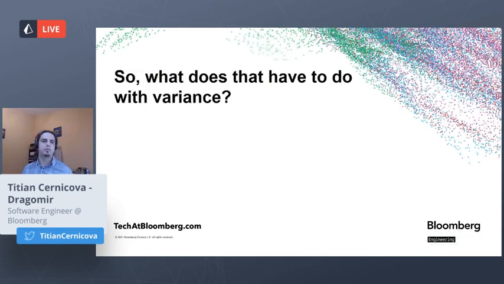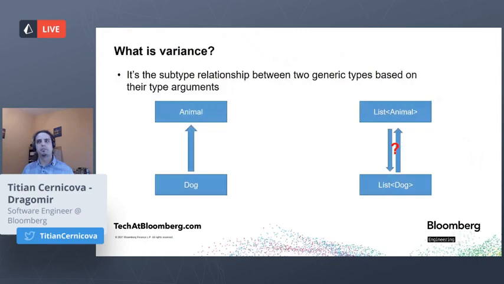So what does this have to do with variance? Well, at its core, variance is a way to gain insight into a subtyping relationship. Basically, if we have a generic type, let's call it list, and this type has a type parameter, and we instantiate this type with two other types that we know are related, the question becomes: is list of those two types related in any way? For example, if we have a dog, which is a subtype of animal, and we instantiate list with animal and list with dog, are those two types related in any way? And the answer is that they can be. And the ways that they're related gives us the variance of that type parameter.